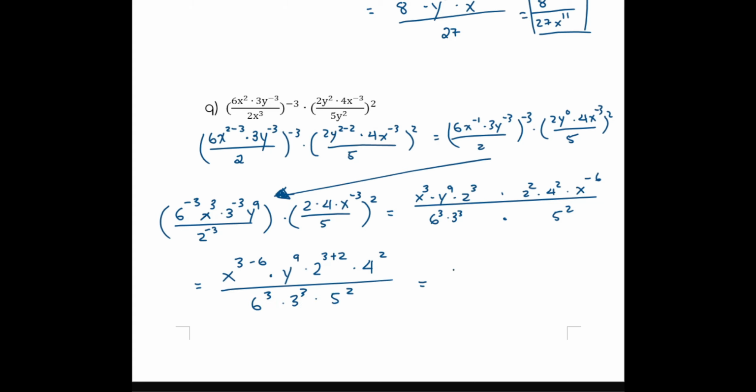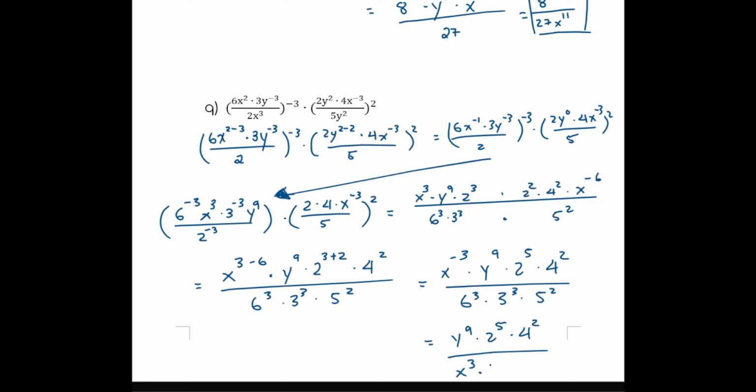And that's going to leave me with x to the minus 3 times y to the 9 times 2 to the 5 times 4 to the 2 over 6 to the 3 times 3 to the 3 times 5 to the 2. Okay? And because I have that x to the negative 3, I will just flip that down to the bottom as x to the positive 3. And that's going to be all for question Q.